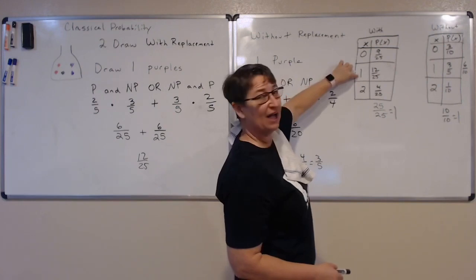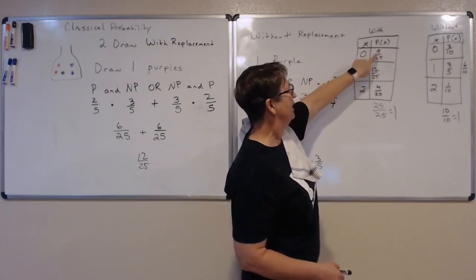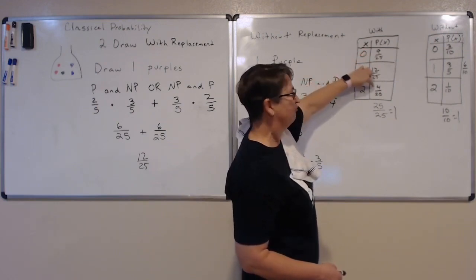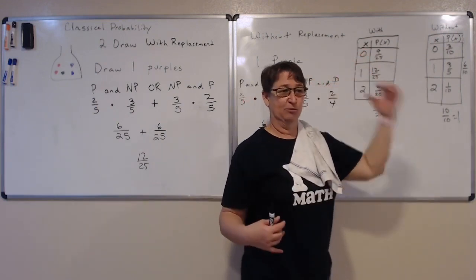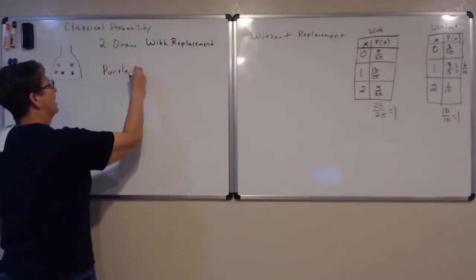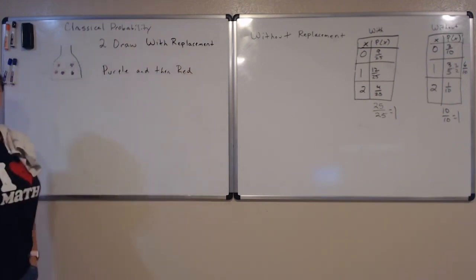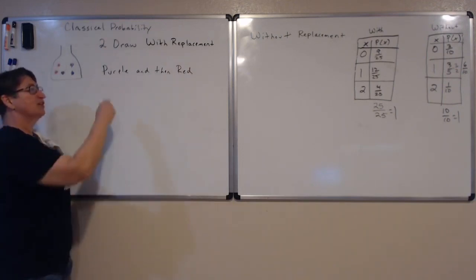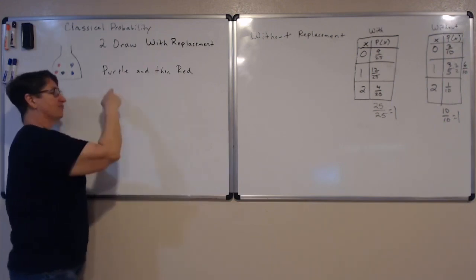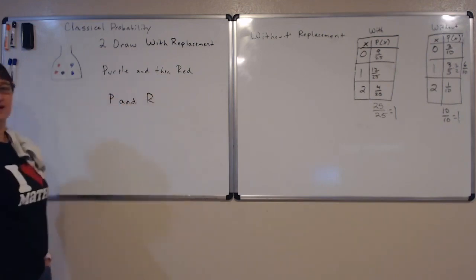So, if I were doing a symmetric sample space, I would have to do the 0 9 times, the 1 12 times, and the 2 4 times to make it a symmetric sample space. So we have purple and then red. And let's first do it with replacement. We did the words yesterday, and we said, well, the only way I can get a purple and then a red is I have to get the purple first and then a red. So that made it nice and simple.